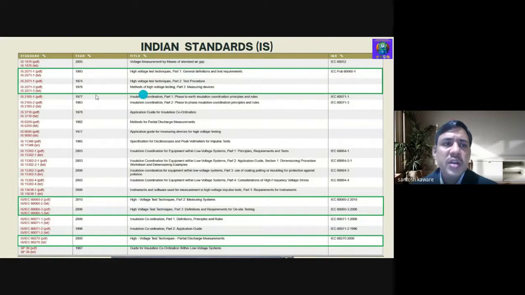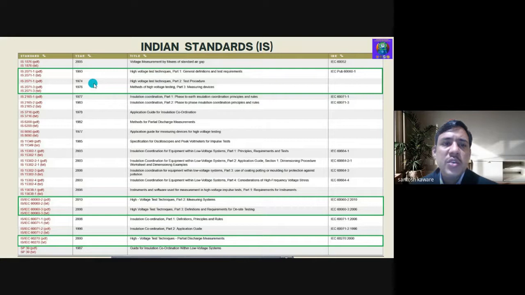We have these standards which are useful for us, like for the high voltage test techniques part one, where definitions and test requirements are given. So that is IS 2071-1, which was actually IEC 60060-1, but that we have modified as IS 2071-1. So there comes again in 1993 that was the part one.